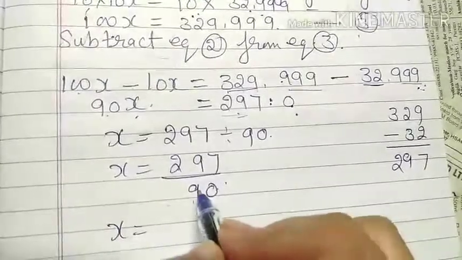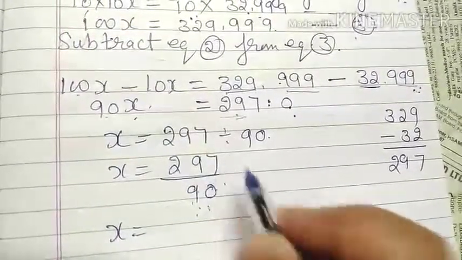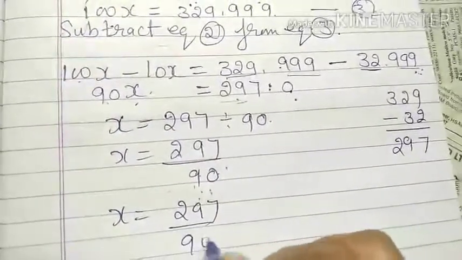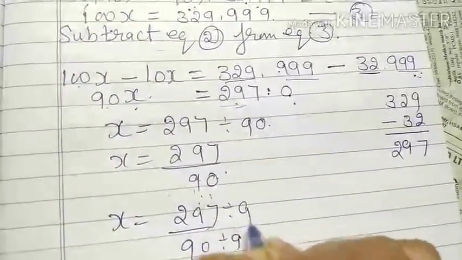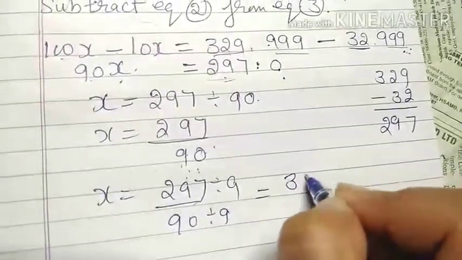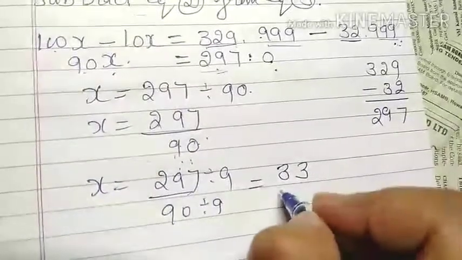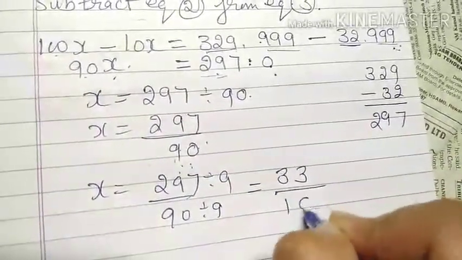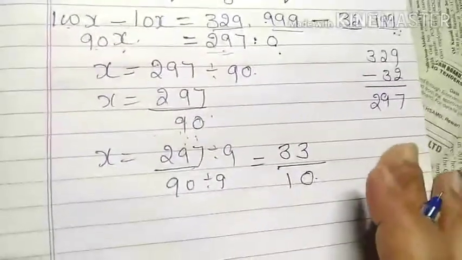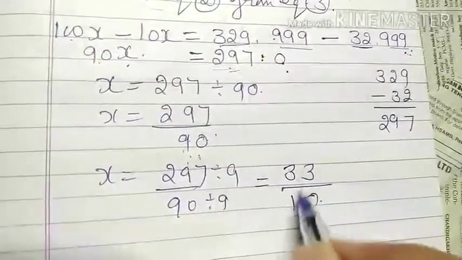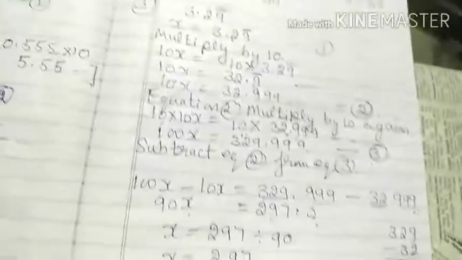9 3s are 27 and 9 3s are 27. So that gives me 297 divided by 9, and 90 divided by 9 gives me 10. So you can leave it at that place, 33 by 10. When you divide, that gives you 3.3.